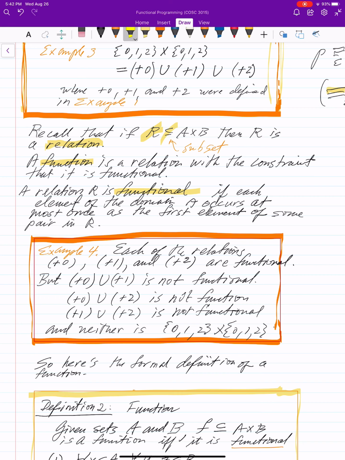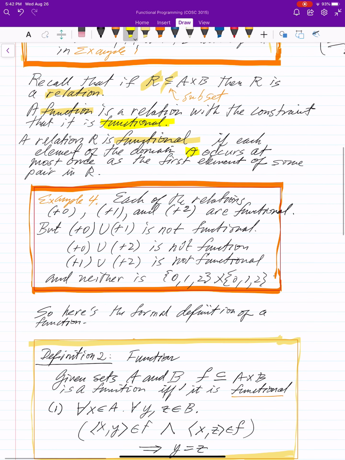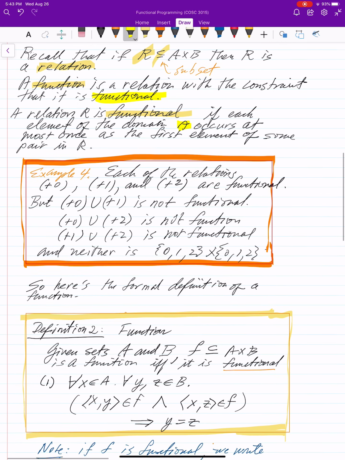And that's because we have this constraint. The constraint is that the relation has to be functional. So a relation R is functional if each element of the domain A occurs at most once as the first element of some pair in R. Well, that's a loose definition. We're going to give you a more mathematical one in a minute.